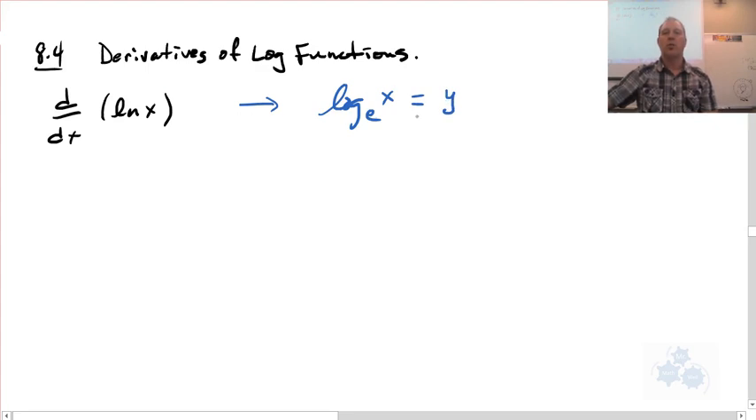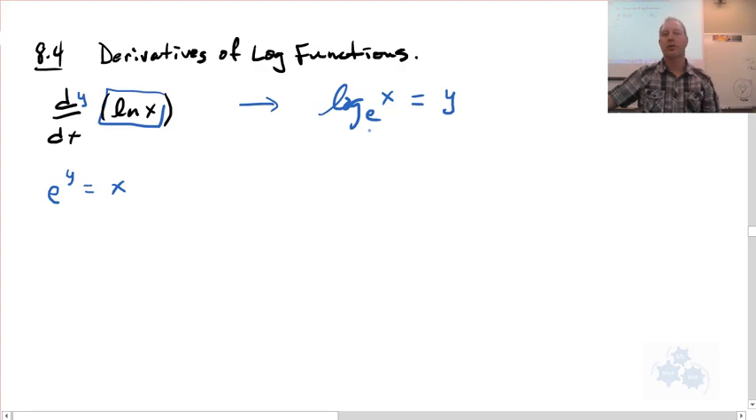So if I introduce y, now what I'm going to do, really, because this is dy dx, right? It's the derivative of this thing with respect to x. So if I let log of x base e equal y, then I can change it into an exponential, and I can write this as e to the y equals x.